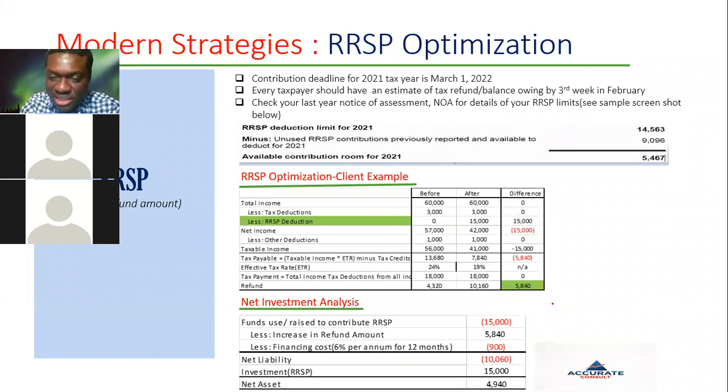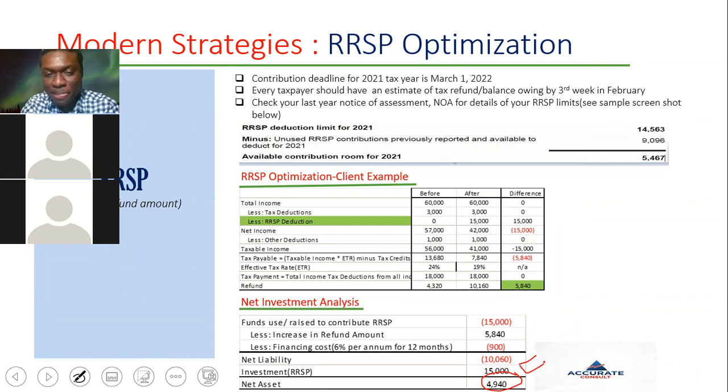So by taking this decision, the net worth of this client increased by almost 5K. He has 15K in RSP investments. He increased investment by 15K and got an additional refund of almost 6K for taking this decision. Now, this is how the rich people grow their investment. Because if this person is talking to a lending institution, that 15K worth of RSP is part of his savings. He has increased his net worth by this amount, has savings of 15K. He increased his refund amount by almost 6K.